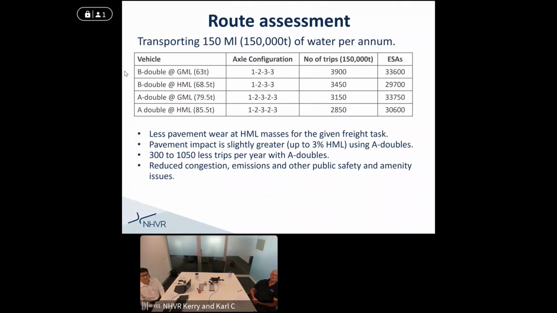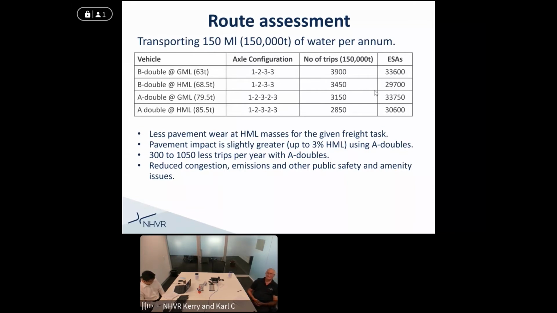So we looked at vehicles, a B double at GML, configuration 1233. Number of trips to do that movement, 3,900. ESAs, 33,600 ESAs for that freight task per year. So we go to 68.5. Same configuration, we've reduced the trips by 450 and we've reduced the ESAs by 24,000.